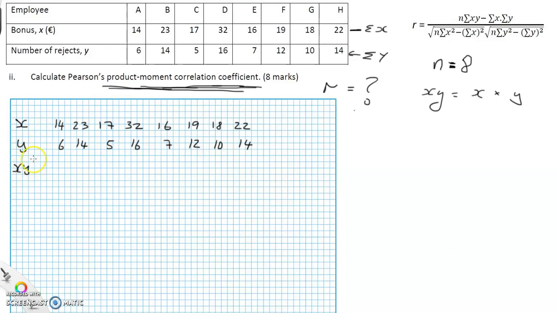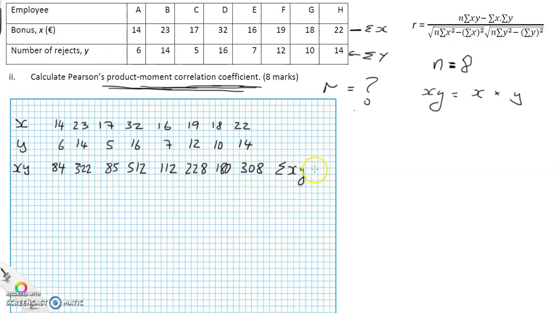xy. So, I need the calculator now. 14 times 6 is 84. 23 multiplied by 14 is 322, right? I'll let you fill out the rest of that now. I'm going to do it, and you can try it. Pause and try them. Right, so I multiplied them out, and you should have got the same results. Like, for example, 16 times 7 is 112. So this is my xy row, and then I'm going to add all these.